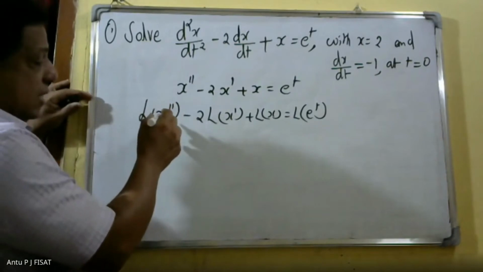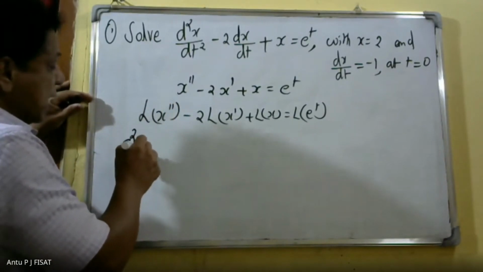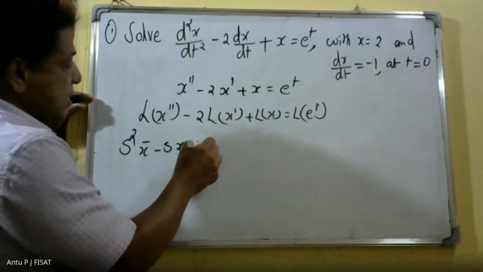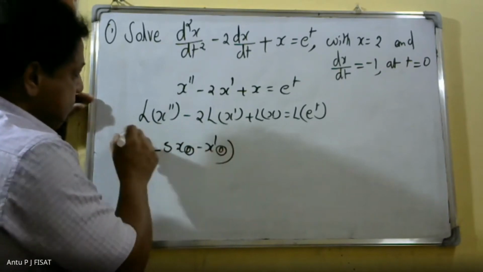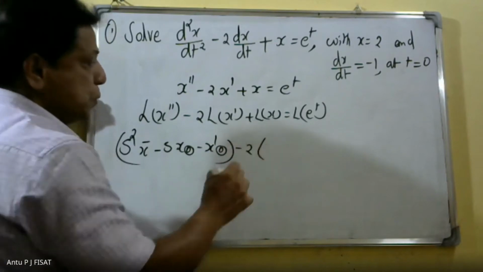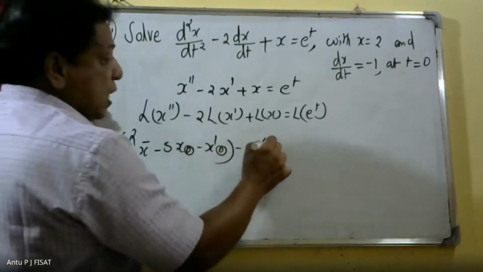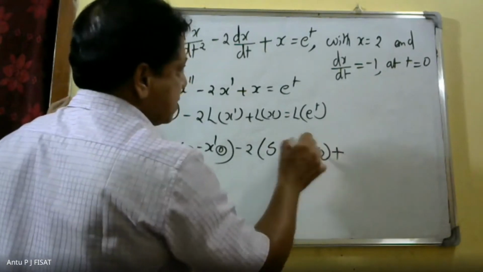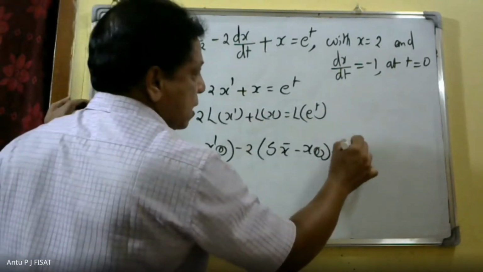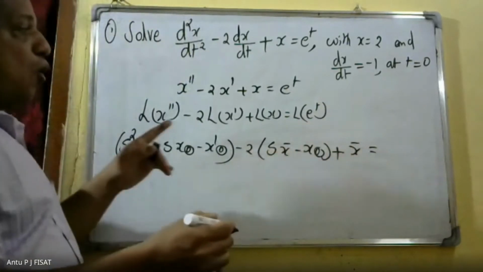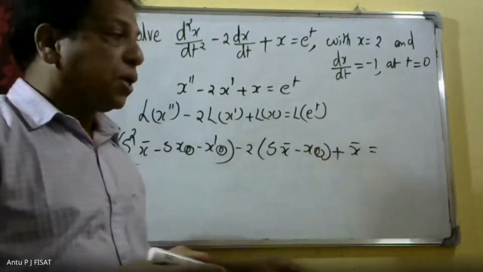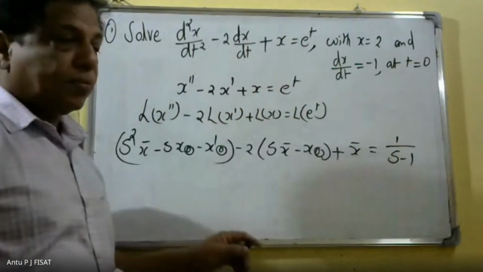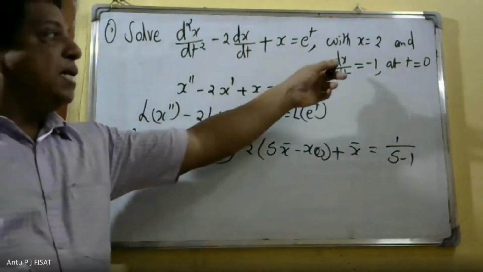L of x double dash is equal to s square x bar minus s x0 minus x dash 0, minus 2 into L of x dash, that is s into x bar minus x0, plus L of x, that is x bar. Right hand side, L of e raised to t. L of e raised to t is equal to 1 by s minus 1. Then we apply the initial conditions.